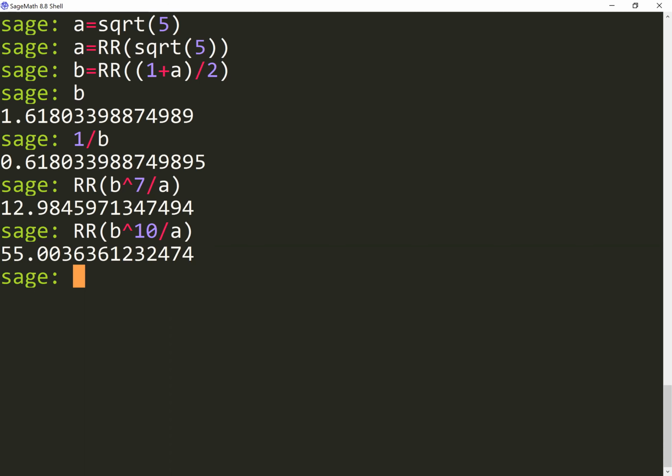So the Fibonacci number F10 should be 55. So this gives us a method to compute the general Fibonacci number quickly. I mean, we don't use the recursive relation definition to compute the Fibonacci number. That's not effective.